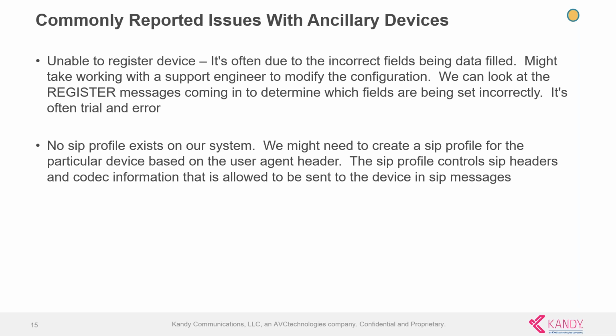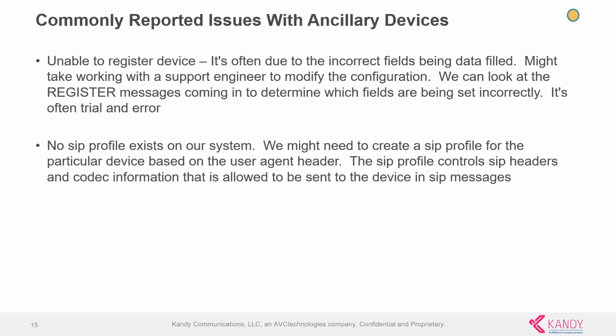In those cases, what we'll have to do is, on a trial basis, you make calls once you get it registered, and we can go in, create a SIP profile with that user agent header, and remove headers that we believe might be causing the problem. Or if the phone actually indicates what the problem is, we can manipulate those headers. So the problem with ancillary devices is pretty much the same problem that we'll have with any phone type that someone tries to use on our system.